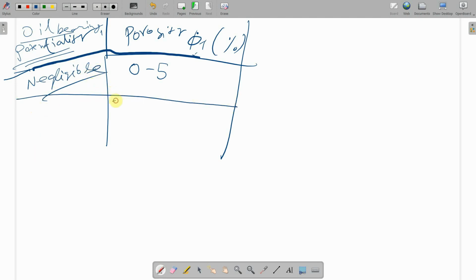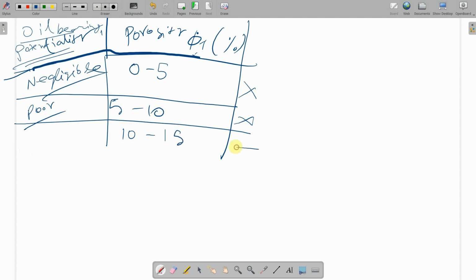Now if the porosity is in between 5 to 10%, then you will be seeing it is a poor rock to be a reservoir. So these two you might not be considering for reservoir. 10 to 15 you can consider, okay, it could be a good reservoir, but commercially it will not be suitable. So you have to consider the profit also. When you will be spending some money, you are expecting some profit.